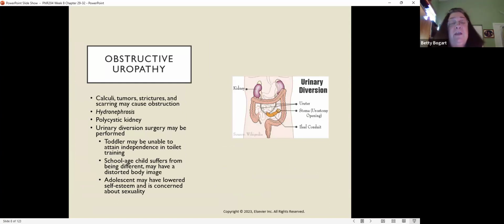Now, obstructive uropathy is when there is something that impedes the flow of urine from the kidneys down into the bladder and out. There could be stones, right? Kidney stones, they hurt and they're going to block urine. Could be tumors, strictures, or even scarring from previous injuries. Hydronephrosis is when the kidney gets small and it's not functioning the way it should and it gets fluid in it. Polycystic kidneys is when there's cysts in there, which means it's not functioning to its full capacity.